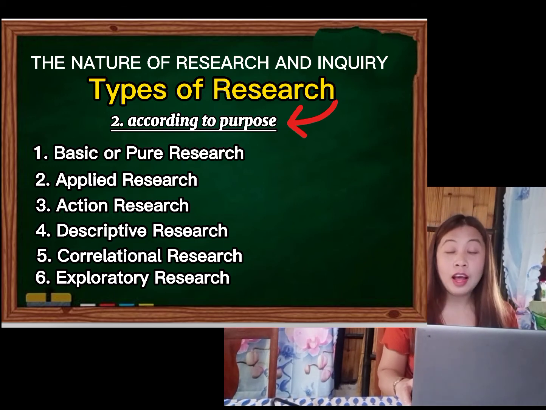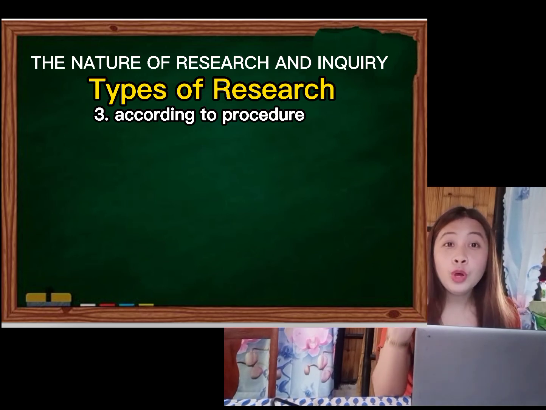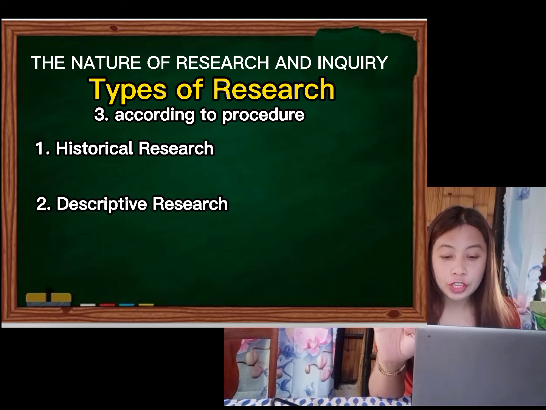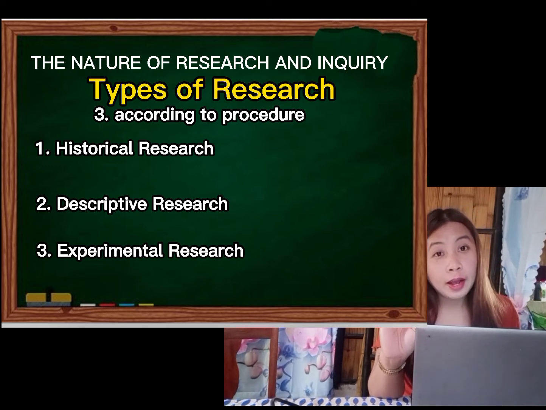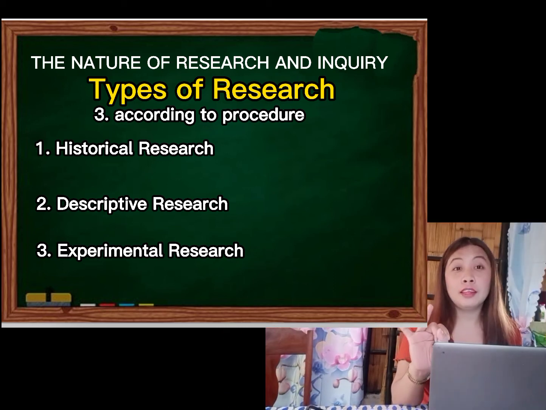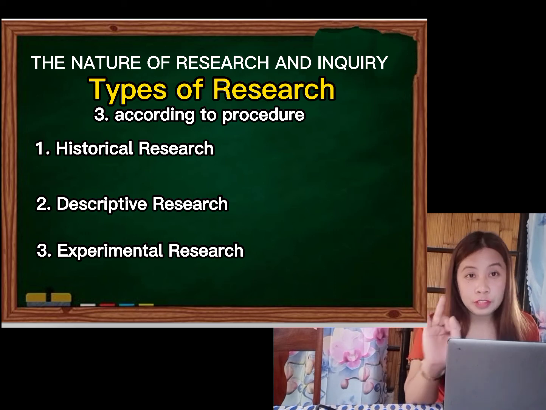Next, proceed tayo. According to procedure. So, when we are referring to procedure, we have three. We have historical research, descriptive research, and experimental research. Ulitin ko ha, procedure tayo. Kung kanina, ang una natin din-discuss is the data being collected and then the purpose. Punta tayo sa types of research according to procedure.